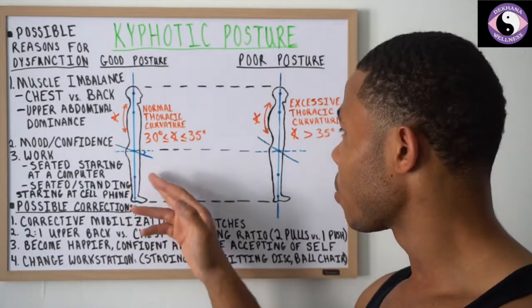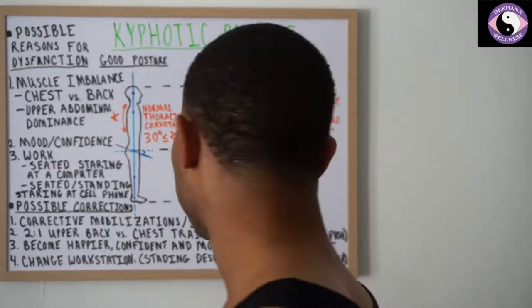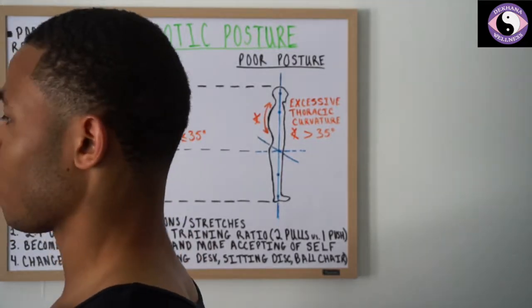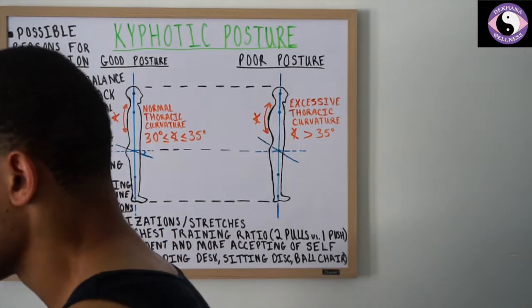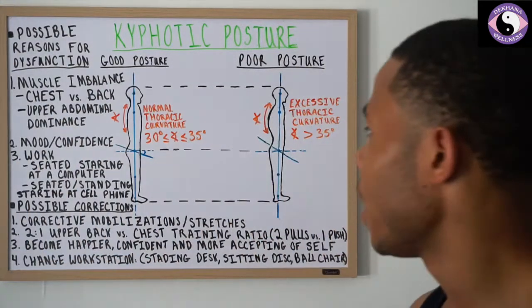Alright, so you can see from the diagram here, the normal thoracic curvature is 30 to 35 degrees, and excessive thoracic curvature will be greater than 35 degrees. So you can see those rounded shoulders, chest and ribs are collapsed, like that, okay? We'll look for that rounded back.